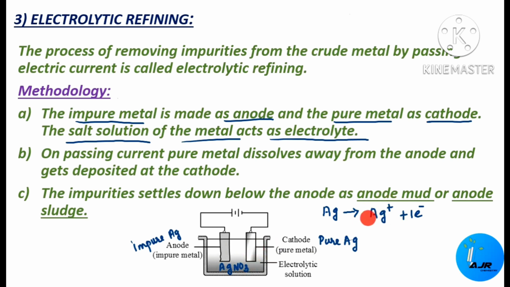So now what happens? This Ag plus, that is the positively charged cation, will be gaining electrons from the cathode, and it combines with an electron and gets deposited as pure silver on the cathode. Understood? So hope you might have understood how the silver is refined from the impure silver.